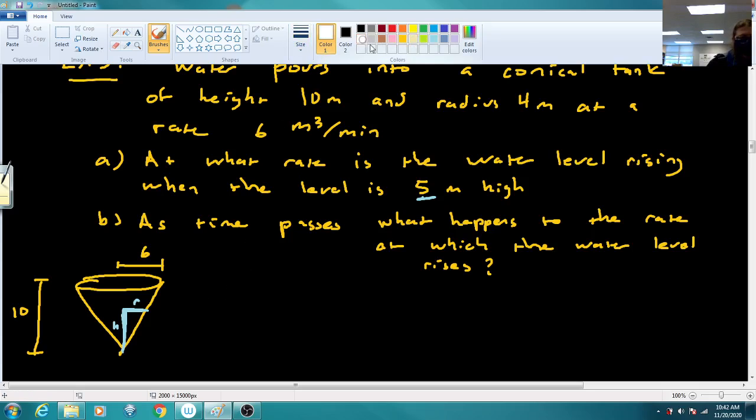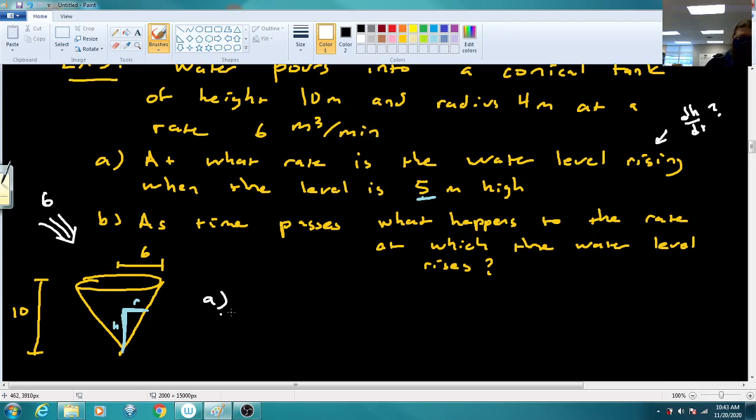So for part A, we're going to start out with the volume of a cone because they told us water's pouring in at 6 cubic meters per minute. So water is coming into the tank at 6 cubic meters per minute, and that's going to slowly fill the tank up. That's a rate of volume, so it's dV/dt, the rate that the volume changes per minute. Part A is asking what rate the water level is rising. That's asking what is dh/dt. How is the height of the water level changing with respect to time?